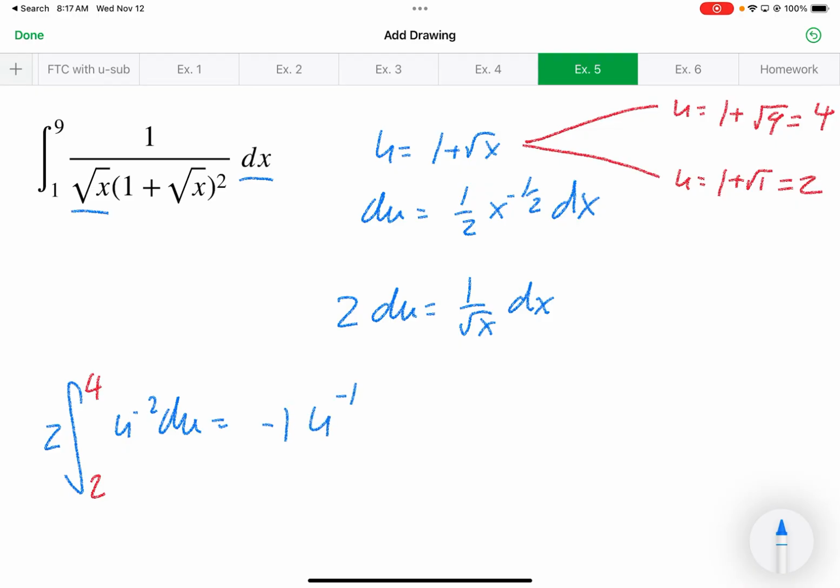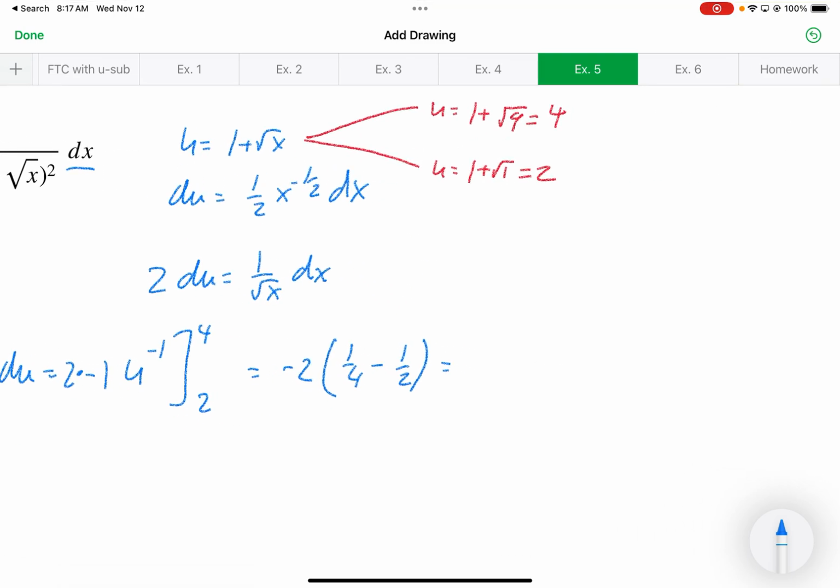So I'm going to multiply by -1. There's also that 2 there. And then we evaluate it from 2 to 4. So -2, 1 over 4 minus 1 over 2. So then -2 times -1/4 gives us +1/2. Feeling okay? Cool.